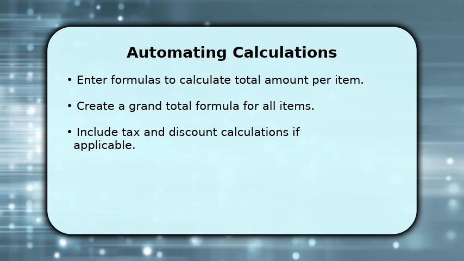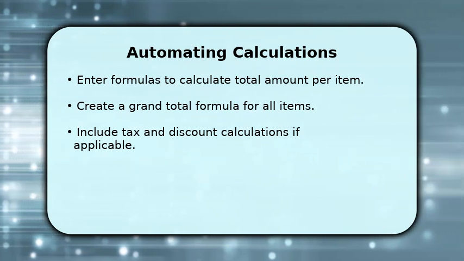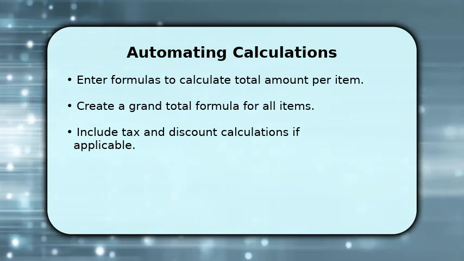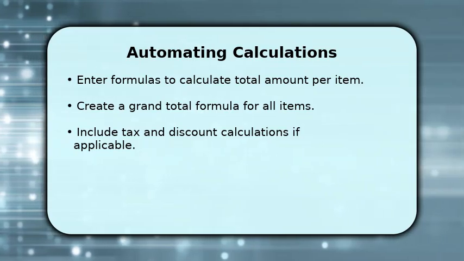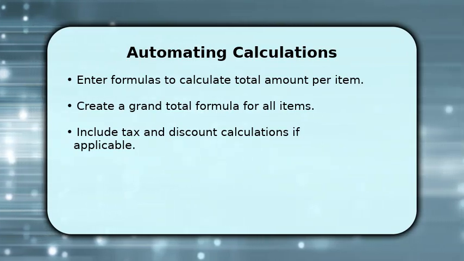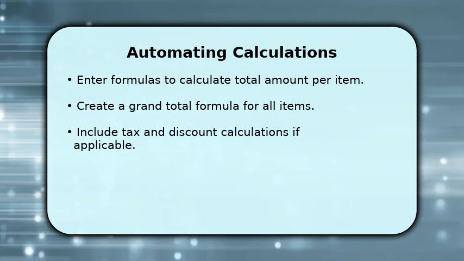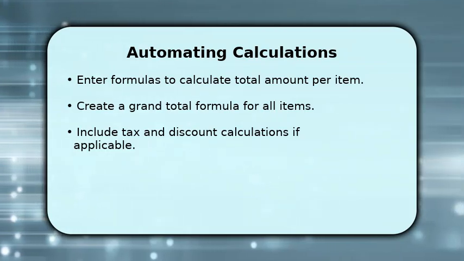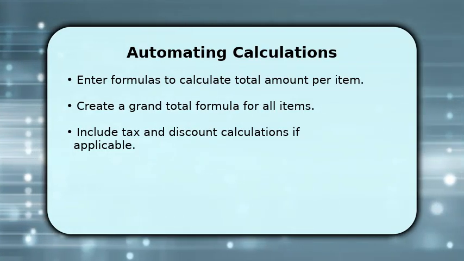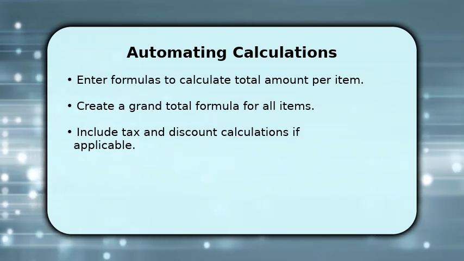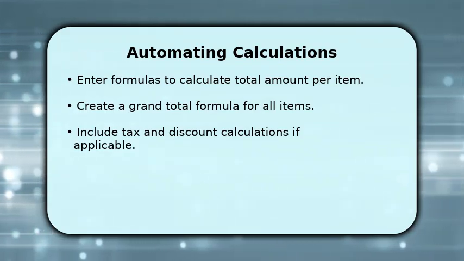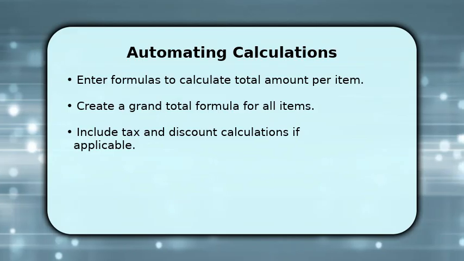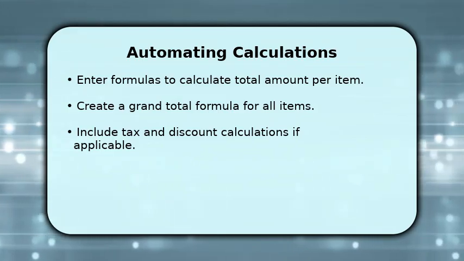Now, let's automate the calculations. Input formulas to automatically compute the total amount for each item based on quantity and rate. Then, create a grand total formula that sums all item totals. You can also add cells for tax, perhaps at a rate like 5%, and any discounts, ensuring your invoice updates automatically. This saves time and reduces errors significantly.